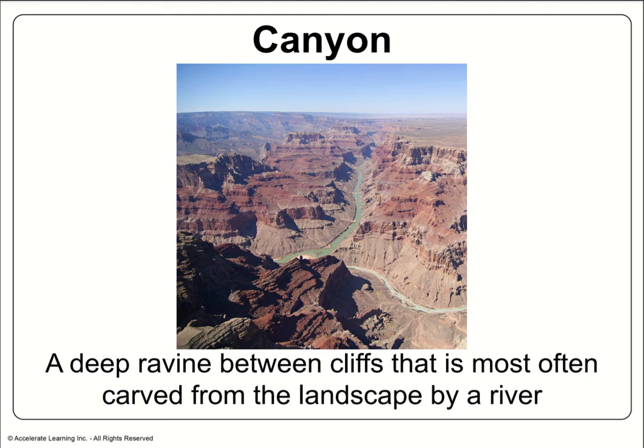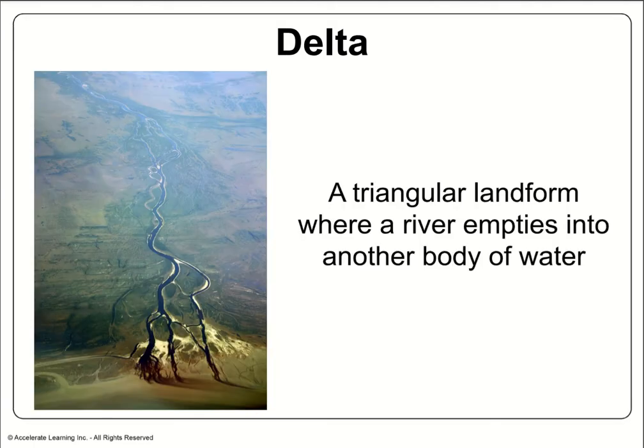Next landform we're going to look at, and as I've told you guys, this is the one that you're probably going to see the most often on your tests, is a river delta. A river delta is a triangular landform where a river empties into another body of water.